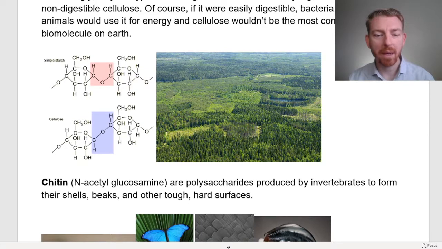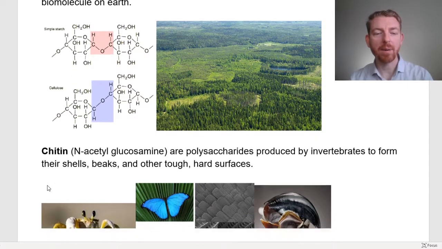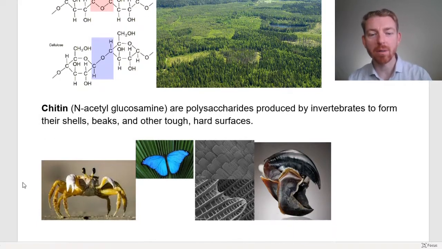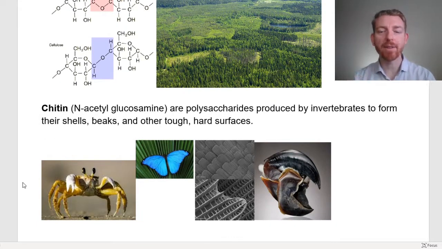Because chitin, this N-acetyl glucosamine, as a polysaccharide, is used by invertebrates. So beetles, shellfish, squid, octopus, cuttlefish, any of those types of animals, for any kind of hard surface. So we're looking at shells on either crabs or lobsters or beetles. Butterfly wings are made out of the same material.